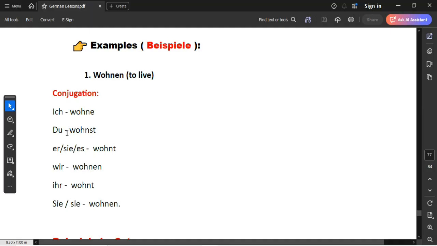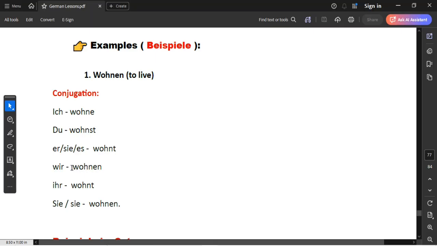Now, when you come to du, remember, you are doing away with the last two letters, that is en, and you are adding st. And this is what we have here. So, when you conjugate wohnen, it will be du wohnst. Now, when you go to er, sie, es, we were doing away with the last two letters, and adding only t. Remember, for du we were adding st, but for er, sie, es, we were adding only t. That's why we have er, sie, es wohnt.